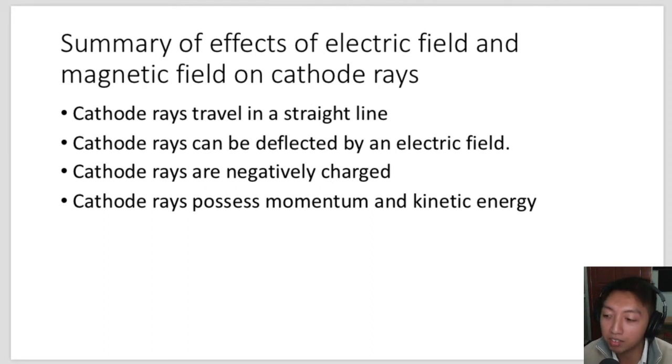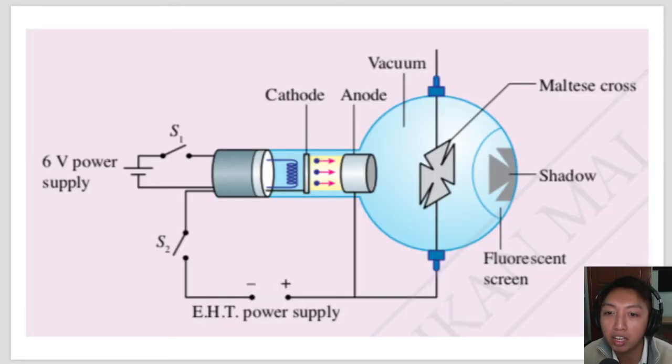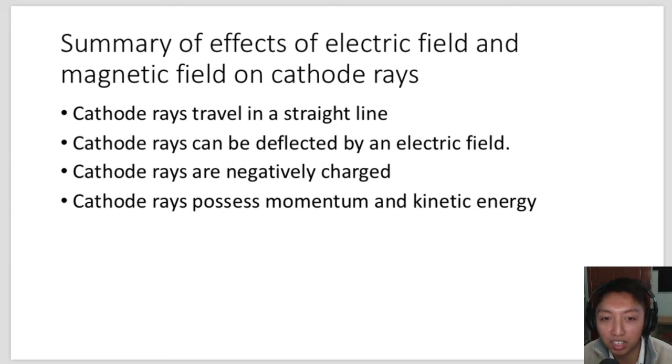The conclusions that we can get are: first, cathode rays travel in a straight line. How do we know that? Because when the cathode ray travels and is blocked by a Maltese cross, it creates a shadow, and the shadow is in the same shape as the Maltese cross. So meaning to say, the electrons travel straight. If the electrons could curve around, the shadow would not be so perfect. But because it's a perfect shadow, you can assume that the electrons travel in a straight line.